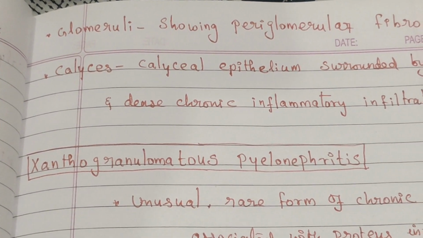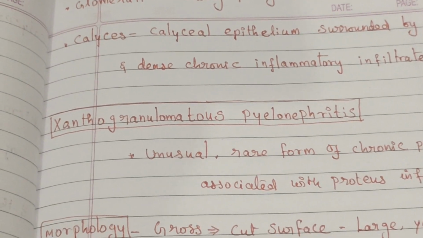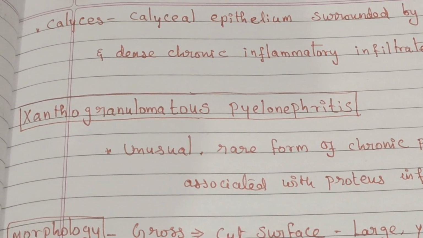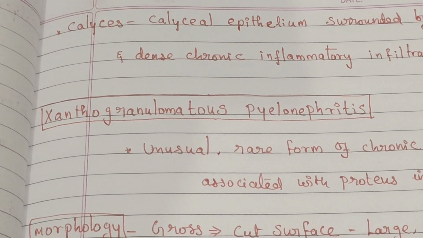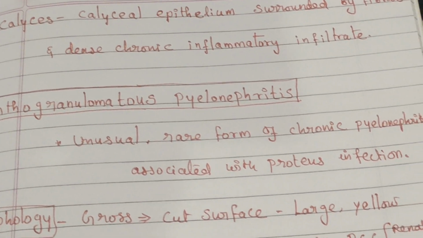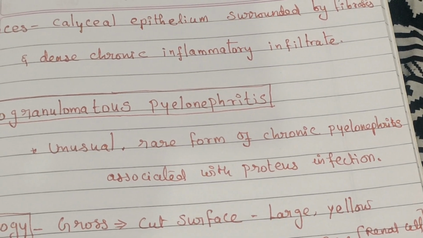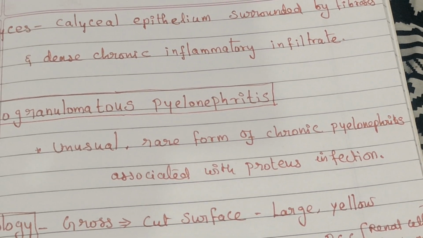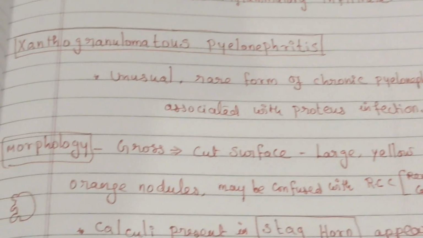Next, xanthogranulomatous pyelonephritis. It is one form of chronic pyelonephritis, an unusual, rare form associated with Proteus infection.